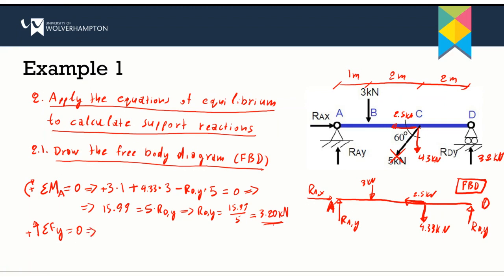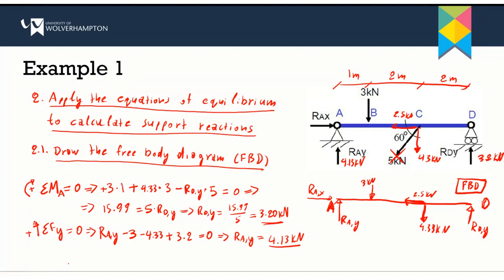So we have RAY that points upwards, so it is a positive force. We have the 3 kN force that points downwards, so it is a negative one. We have the 4.33 that points downwards, minus 4.33, and RDY that points upwards, but now I already know it, so let me substitute it again as it is, 3.2. All of them should sum up to zero. Now, if I move all the known variables to the right and then calculate that, RAY will be, in this case, 4.13 kilonewtons. So this is 4.13 kilonewtons.